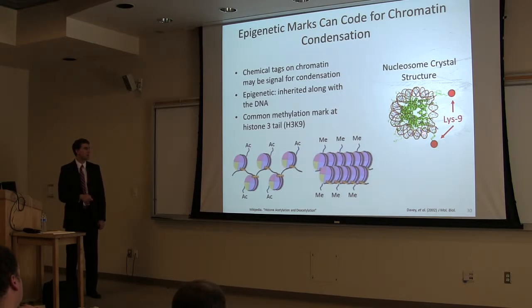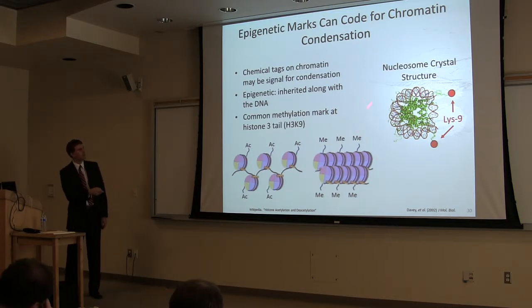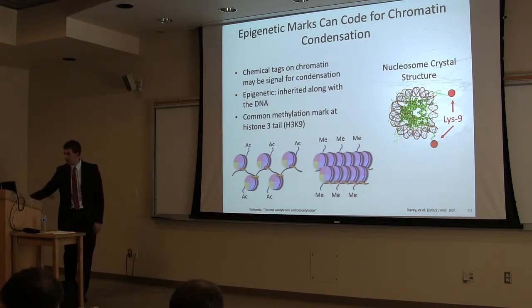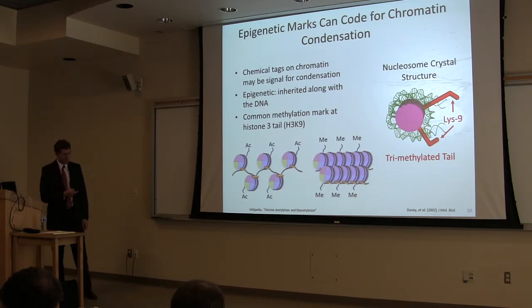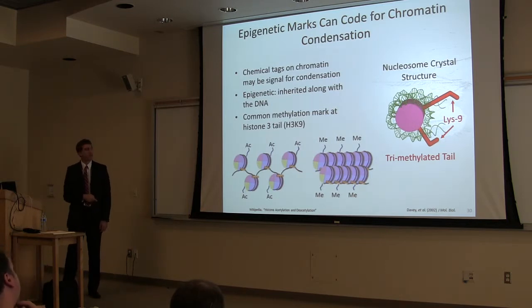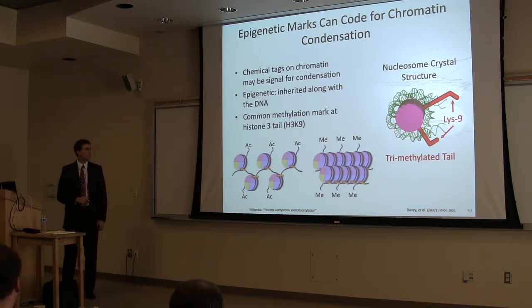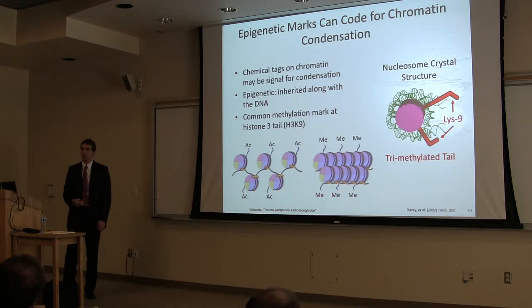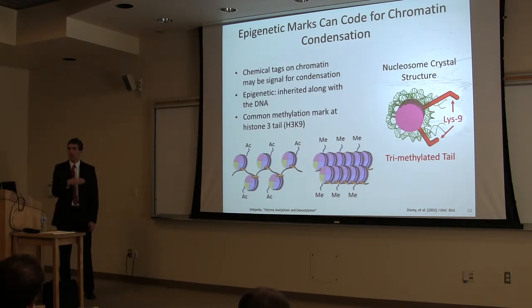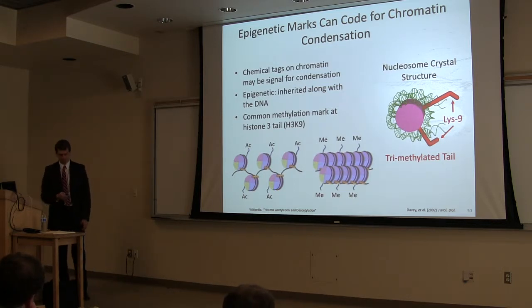There's a particular mark I'm going to be focusing on today, and that's the methylation of the histone 3 tail at lysine 9. That's shown in red here in this crystal structure. The nucleosome refers to the whole histone DNA complex, shown here. Throughout the talk, I'm going to be using this representation for the nucleosome. Essentially, these elbows here represent the tails, and they can be up to trimethylated. That means they can be either unmethylated or have 3 levels of methylation.